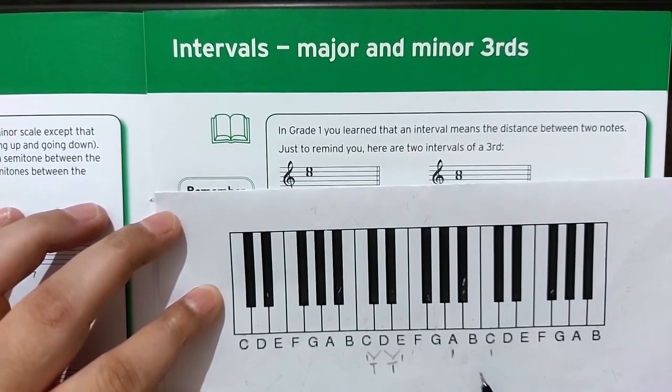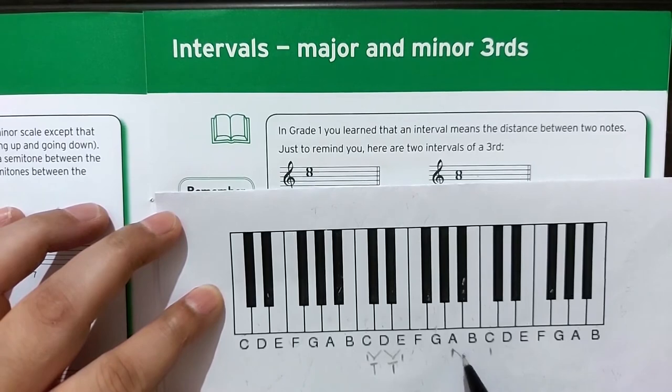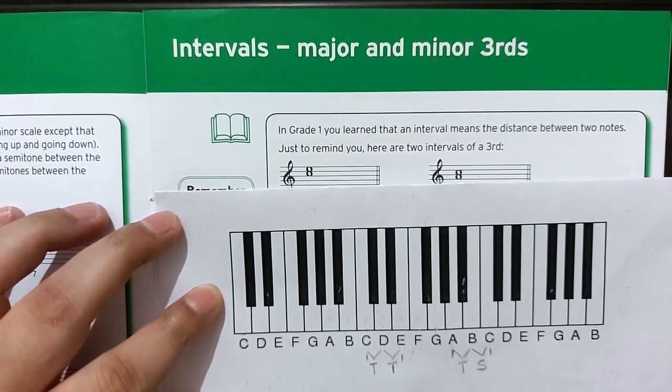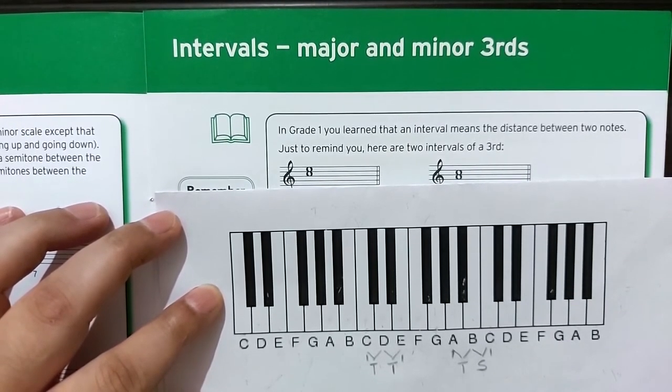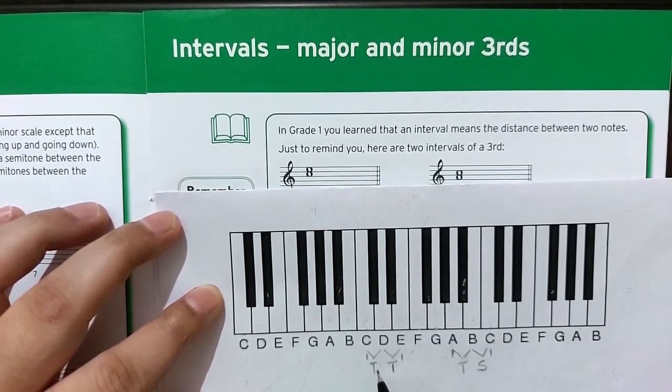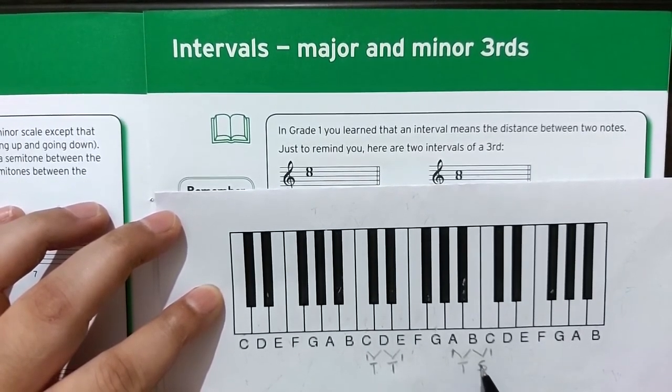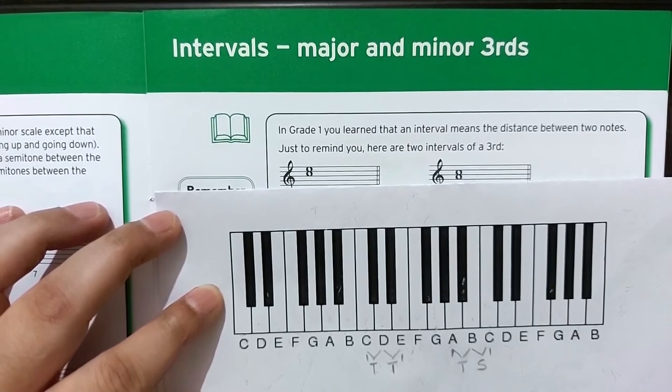Whereas in the second one, A to B is a tone and B to C is a semitone. Now that is the difference between the major and the minor third. In major third you will find two tones, whereas in minor third you will find one tone and one semitone.